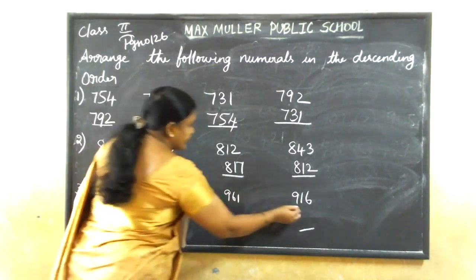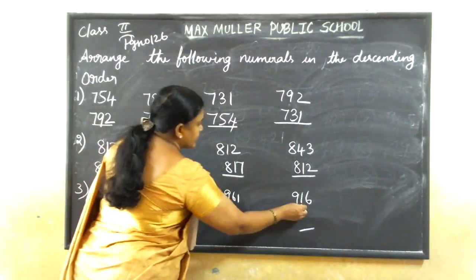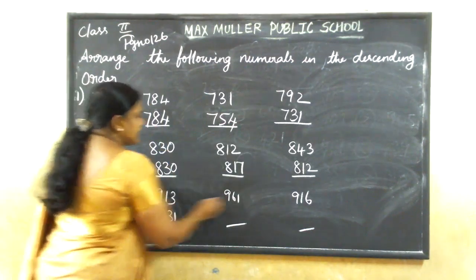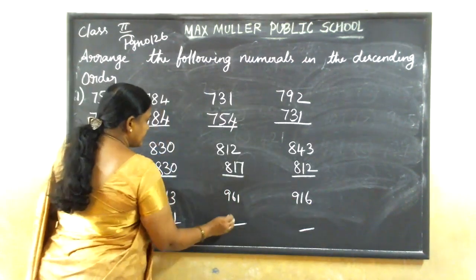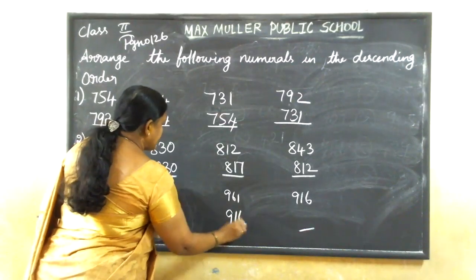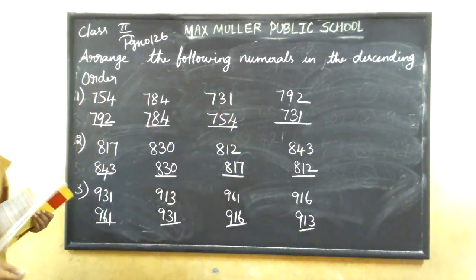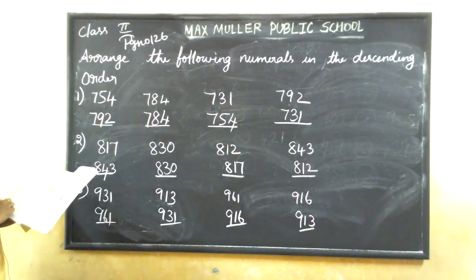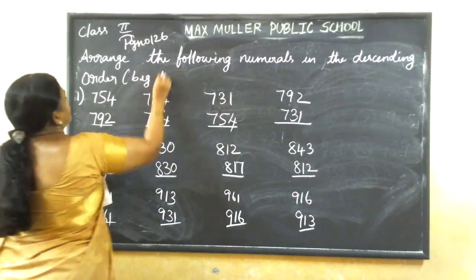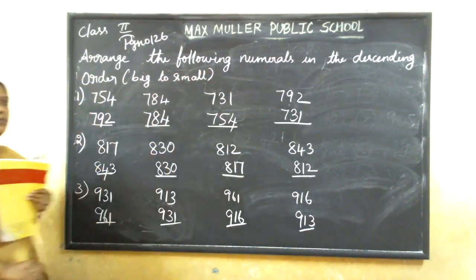See, here also 9 in the hundreds place, here also 9. In the tens place, here also 1, here also 1. So what you will do, you will go to the ones place. Here 3, here 6. Which one is bigger? 916 is the big number. After that, you will write 913. This is small, big to small. Descending order means big to small.